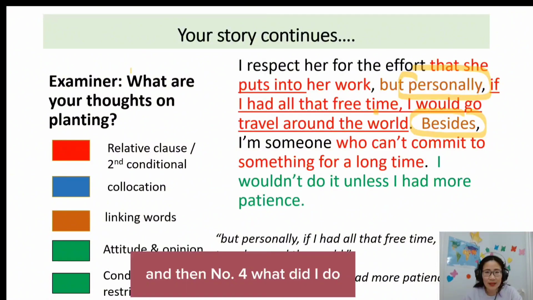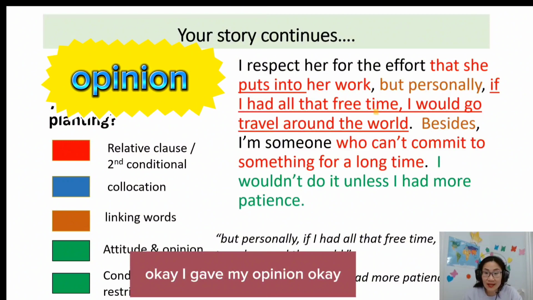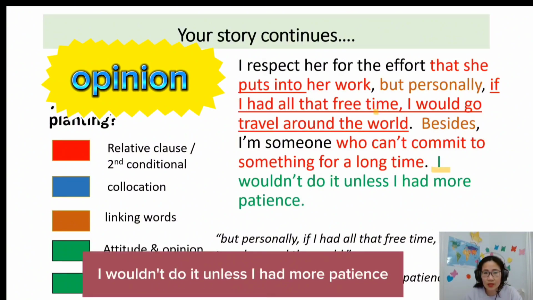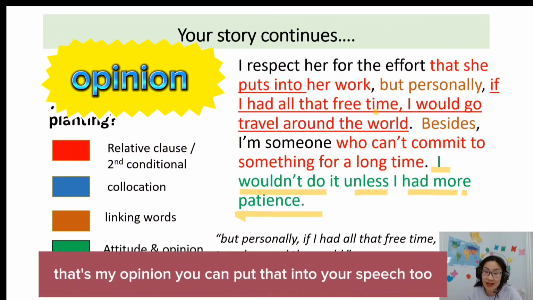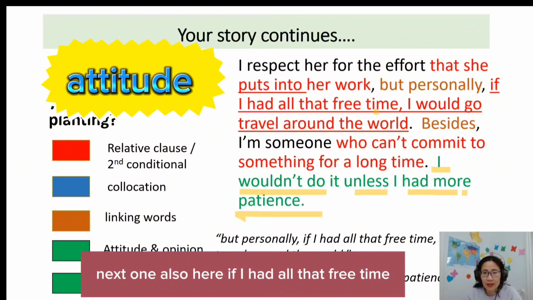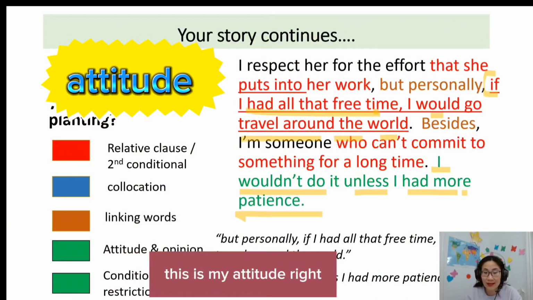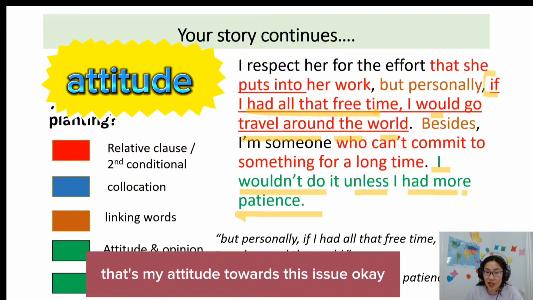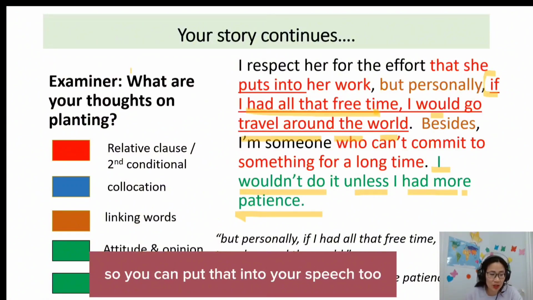And then number 4, what did I do? I gave my opinion. So look at this one. Here, my opinion. I wouldn't do it unless I had more patience. That's my opinion. You can put that into your speech too. And next one, also here. If I had all that free time, I would go travel around the world. This is my attitude, right? Like if I had that free time, I wouldn't stay home and do planting. I would travel around the world. That's my attitude towards this issue. So you can put that into your speech too.